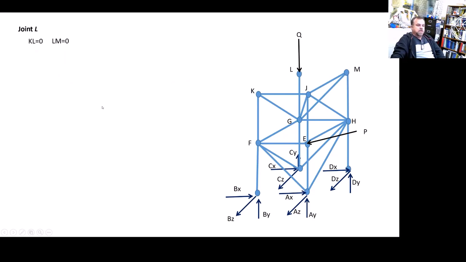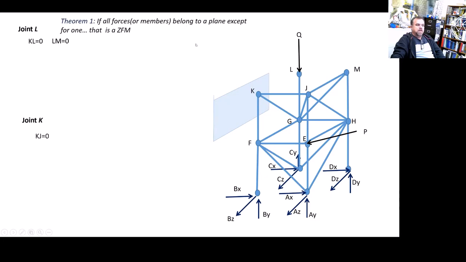Now let's keep going. Now we can move and we can do plenty of the stuff. Let's say that we go to the joint K. We can apply the same rule. I can put a plane here. This force KF and this force KG are in the same plane, but KG is sticking out of the plane. So this is theorem number one. All of the forces are in one plane except one. That is a zero force member. KG is a zero force member.